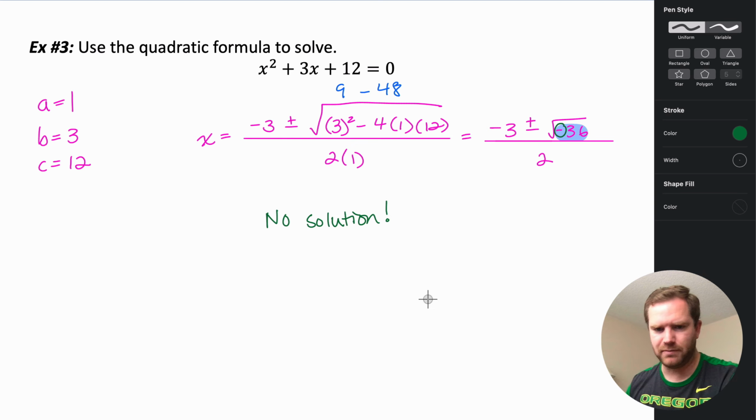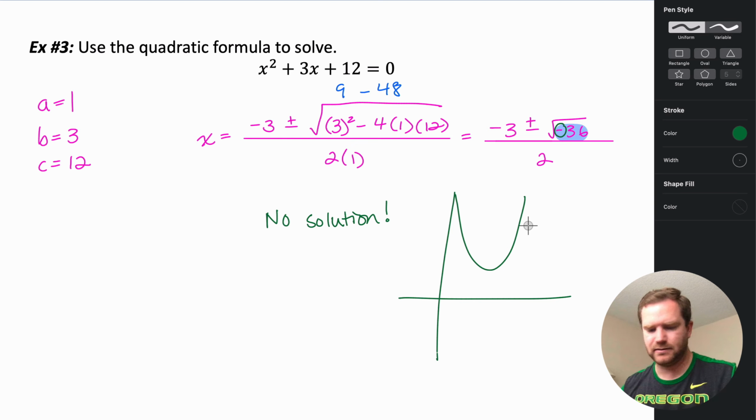Now, what does no solution mean? No solution essentially just means that if you have your graph like this, that it lies above the x-axis. Sorry, that's pretty bad. It lies above the x-axis. It never crosses the x-axis, so there's no solution. There's nowhere that it touches.